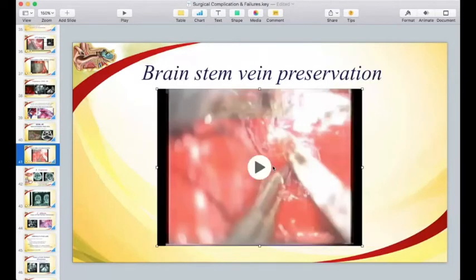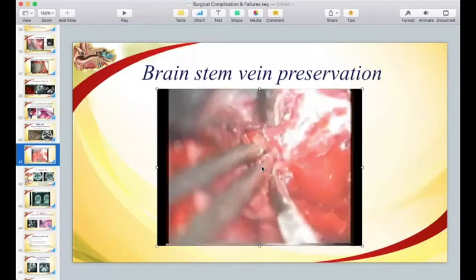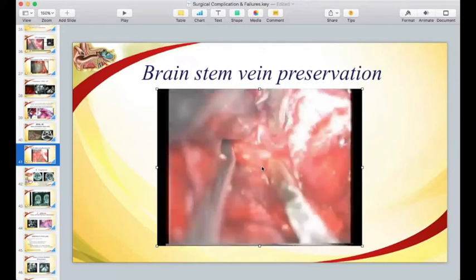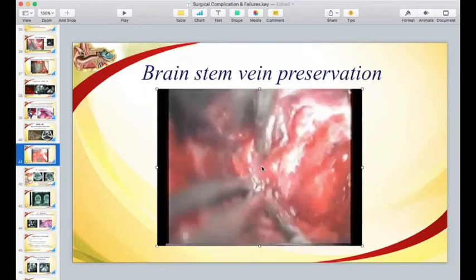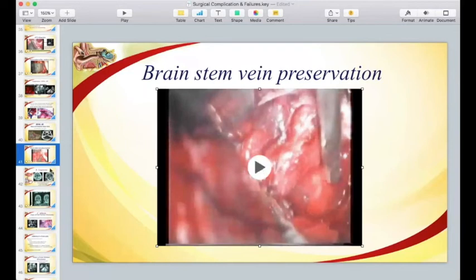So that's one of the complications that can happen. So coming back to the brainstem veins, preserve all the veins, preserve the petrosal vein, preserve the brainstem veins. Veins are the outflow of the blood supply, and if you coagulate them, then there's going to be a turgidity of the structures. And therefore you cannot coagulate any vein.